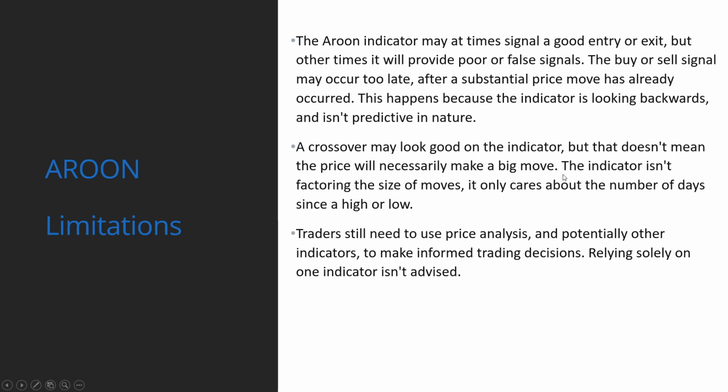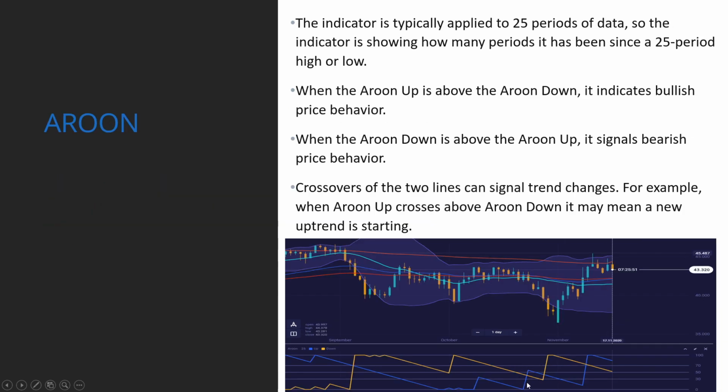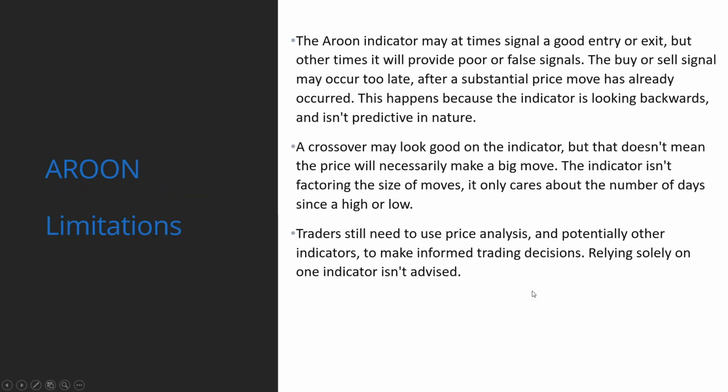The limitations of this indicator are also present, just as with any other one. Sometimes, like I showed you guys in the previous example, like we have right here or here, these are poor signals. You can call them false signals, and the main limitation that I see in the AROON indicator is that the signals sometimes come too late.